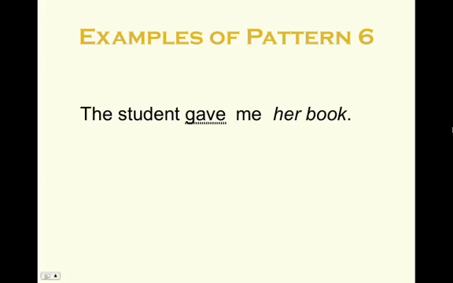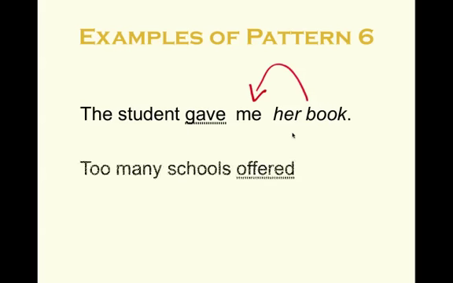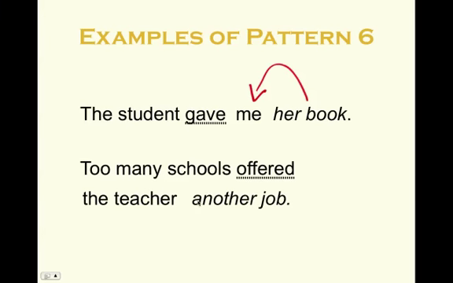That's one of the great things about pattern 6. It is flexible. Our action works from right to left. Her book is given to me. So the student gave her book to me. It's almost like a circle going counterclockwise. Too many schools offered the teacher another job. What the schools are offering is another job, and that job is offered to the teacher.